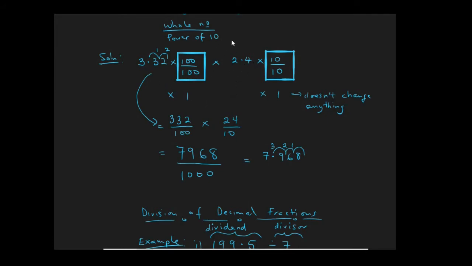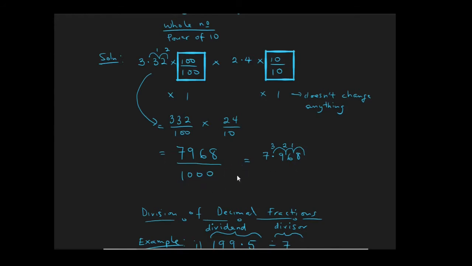Now, applying the steps above, we will multiply 3.32 by 100 over 100. And that will shift the decimal point forward by 2 zeros or 2 steps. 1, 2. We'll do the same for 2.4, this time by 10 over 10, which will shift the decimal point forward, and we'll get 24. So this is what we get as a result. And then we'll multiply the numerators and the denominators, which will give us 7968 over 1000.